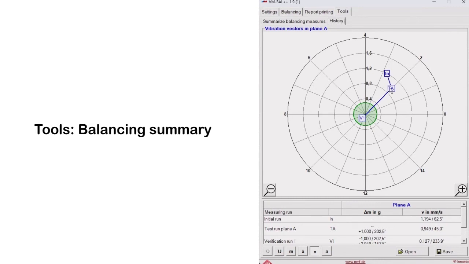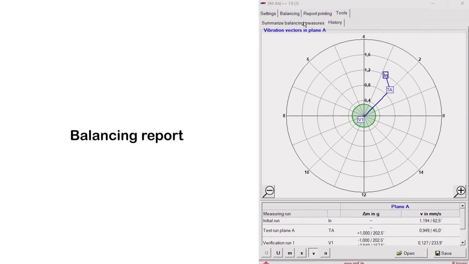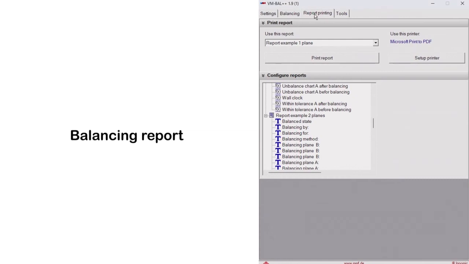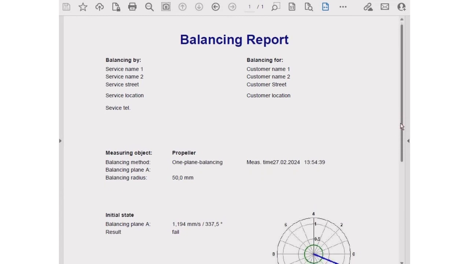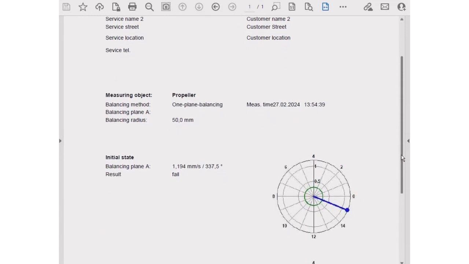We see that the test mass has already reduced the unbalance before we applied the calculated corrections. The polar diagram can be switched between vibration and unbalance. The balancing process can be easily documented using the report function. The included templates can be customized with text modules.